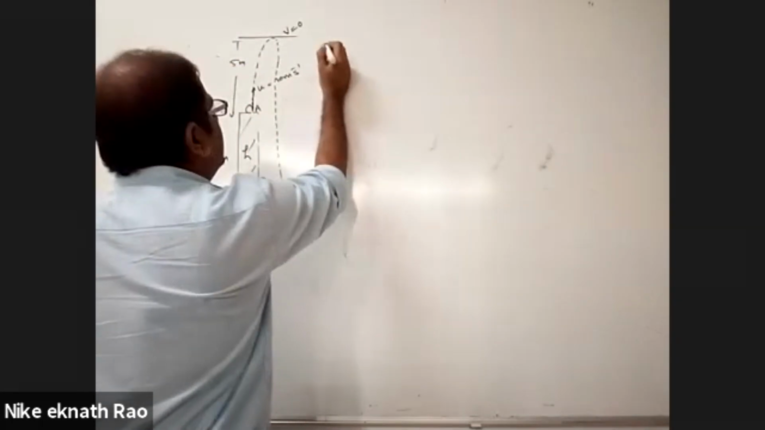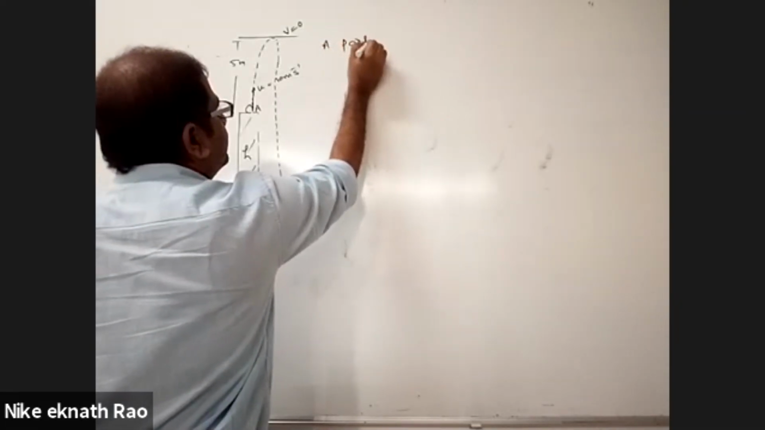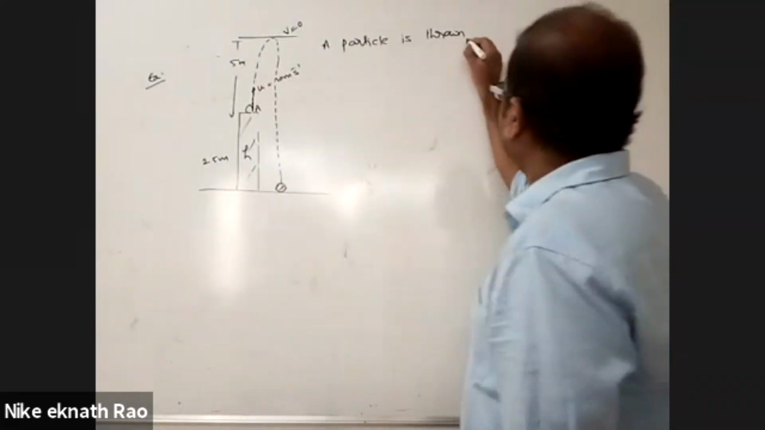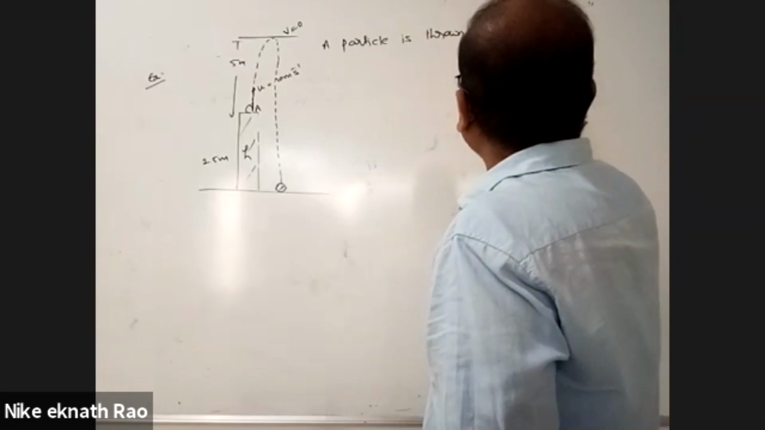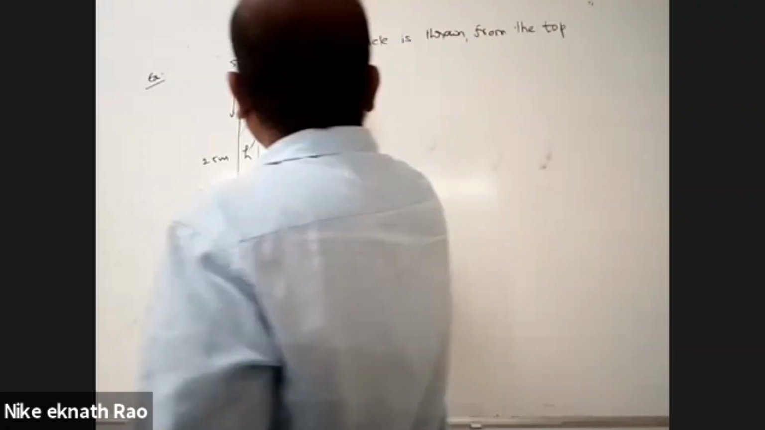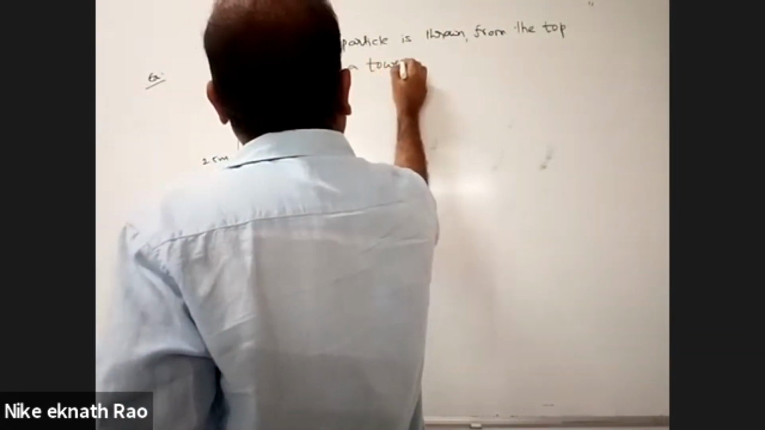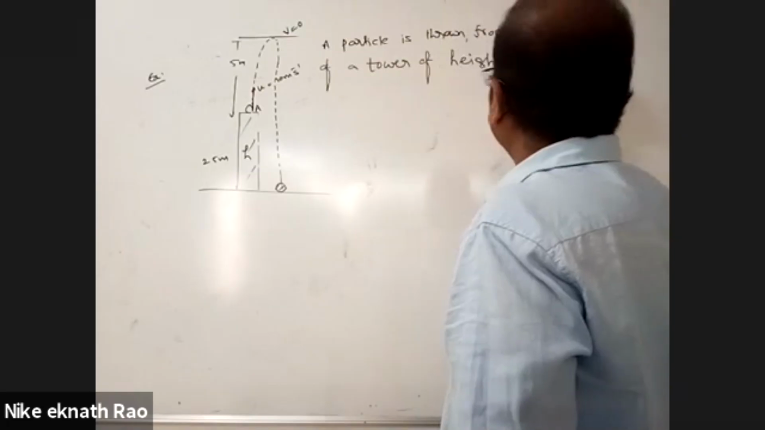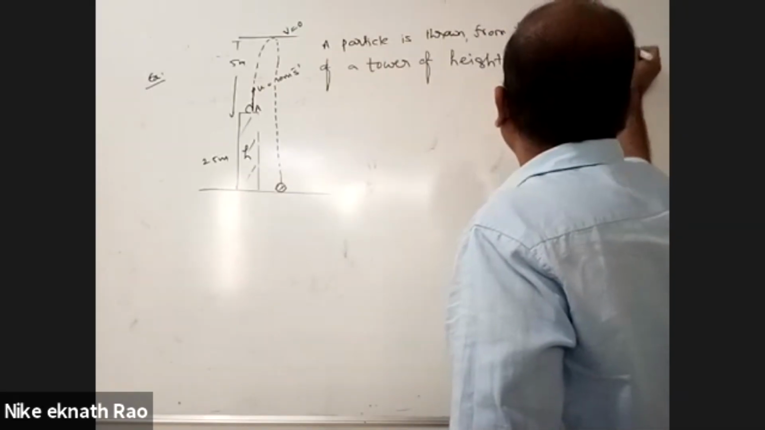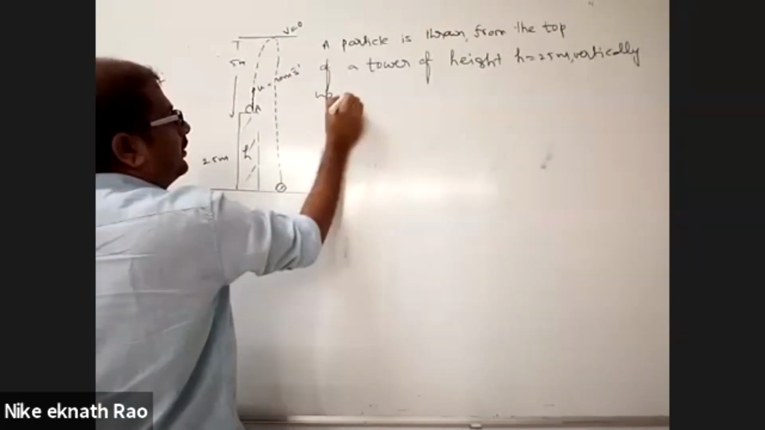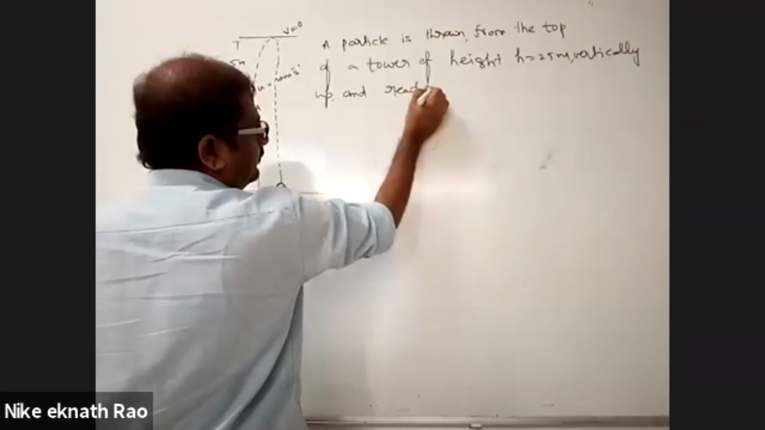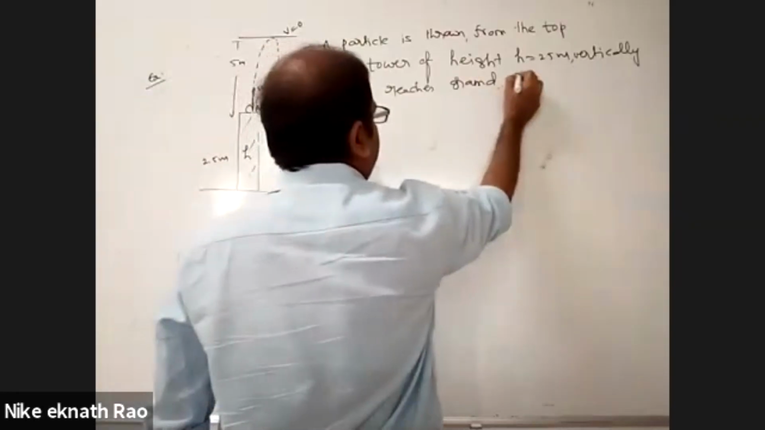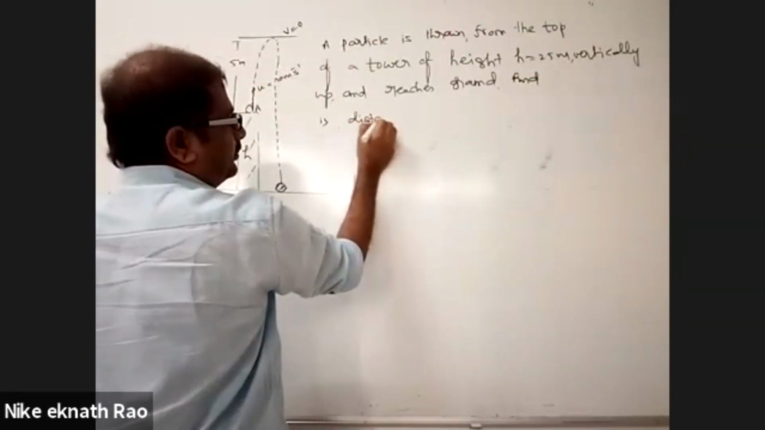My question for you: a particle is thrown from the top of a tower of height 25 meters, vertically up, and reaches the ground. Find the distance and displacement.